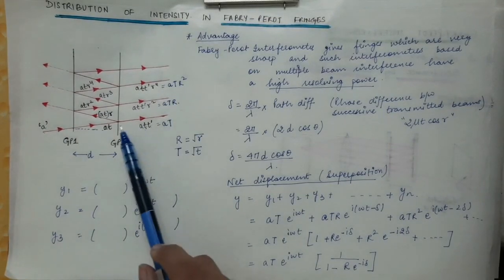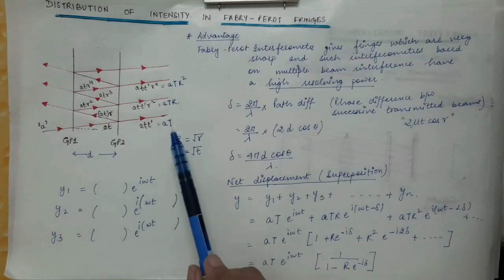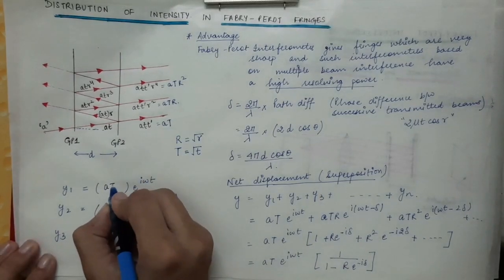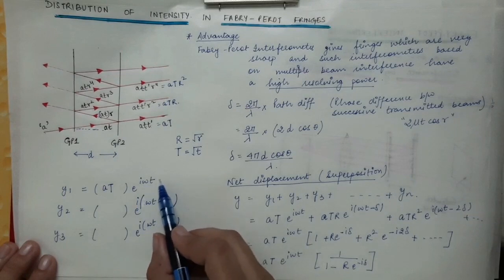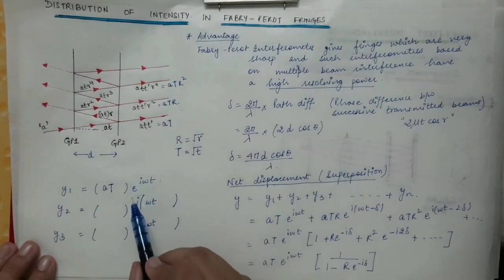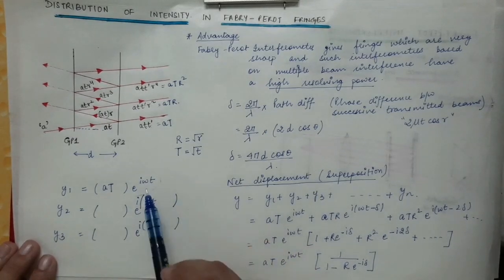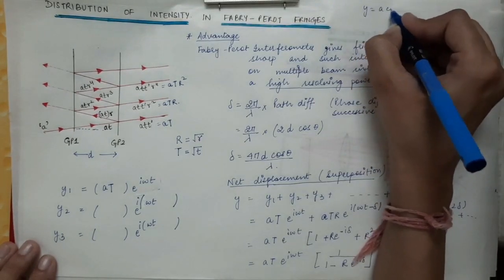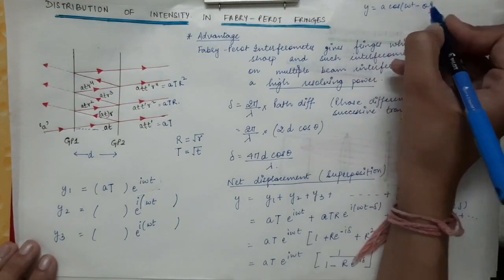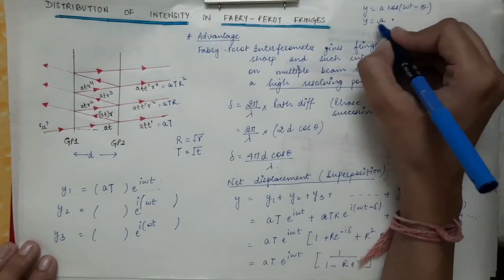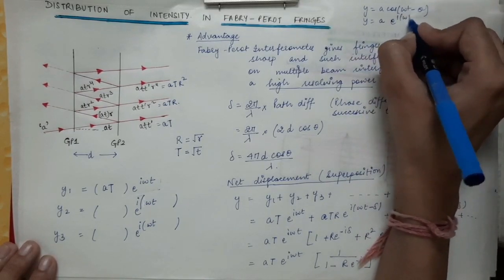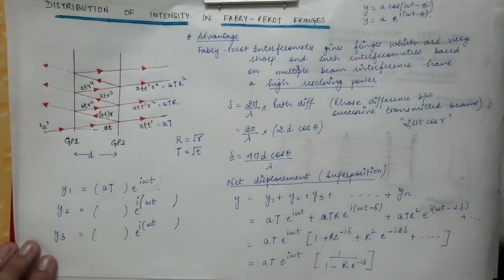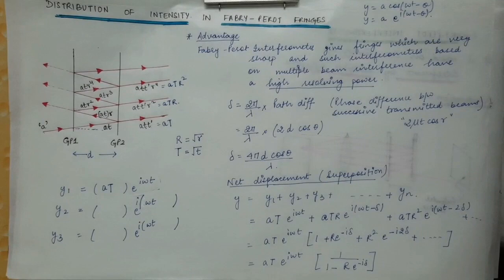So the equation of the first wave will be equal to the amplitude, which is A into capital T, times e power iota omega t. This is nothing but the cos of omega t minus theta. So this is another form in which we can write the displacement of a wave. You must have done this in vibration and waves, that we can write the displacement as A into cos of omega t minus theta, and we can also write it as A into e power iota omega t minus theta. So these are the two notations that we can use to define the displacement.